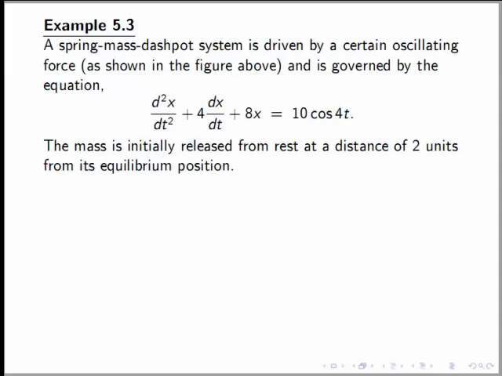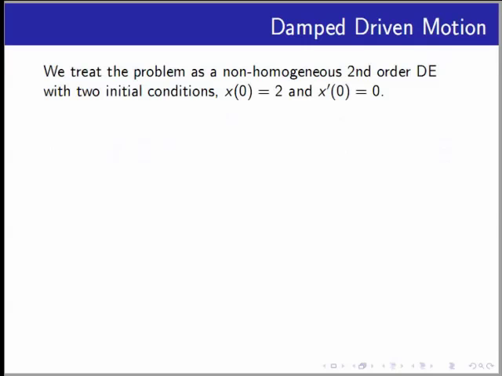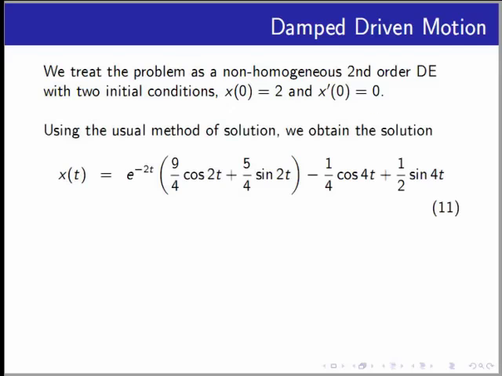This is part 2 of the lecture, and we continue from where we left off. We were looking at example 5.3 and we have just solved it. Now recall that we treated the problem as a non-homogeneous second order DE with two initial conditions, x(0) = 2 and x'(0) = 0.